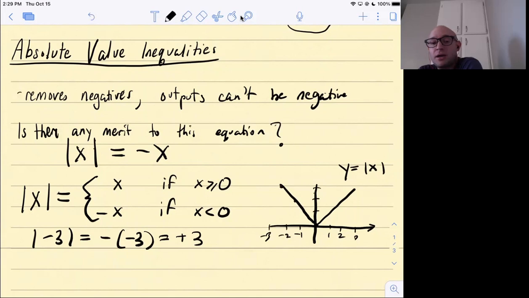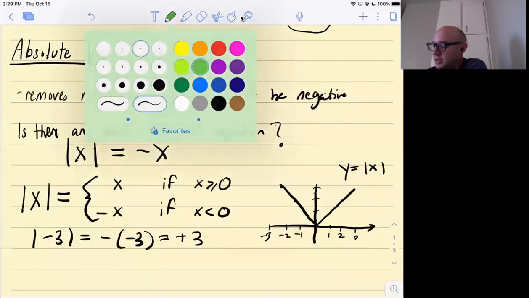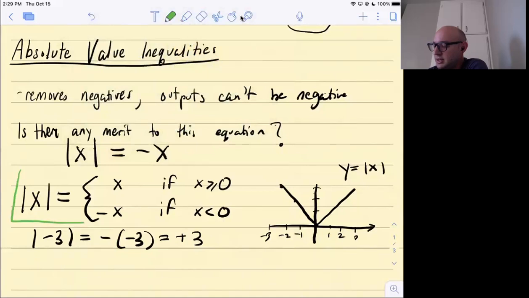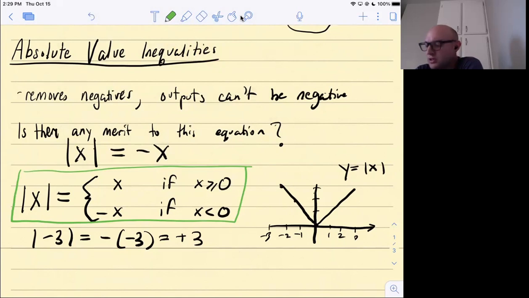Okay, please hit yes if you're comfortable with this definition that I'm going to highlight in green, and please hit no if you're a little bit confused about what I wrote there. Just take a moment. Okay, so about half and half are a little bit confused there.